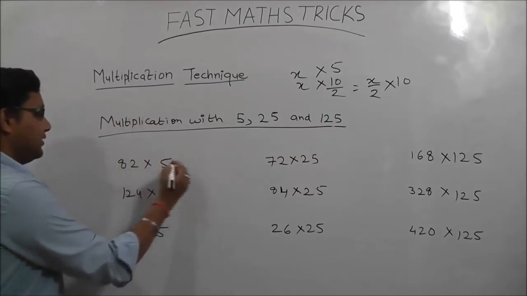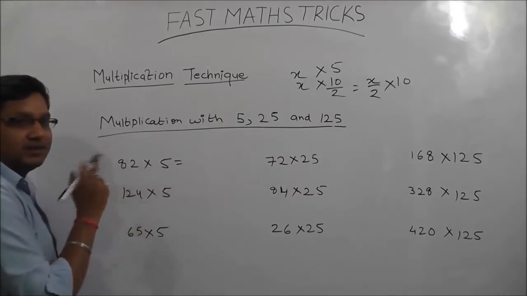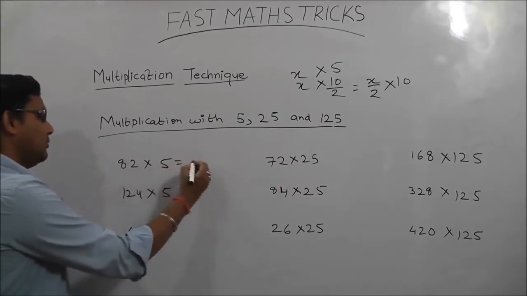So in this case, let us see the first example, 82 into 5. So let's first divide it by 2. So dividing it by 2, how much will you get?